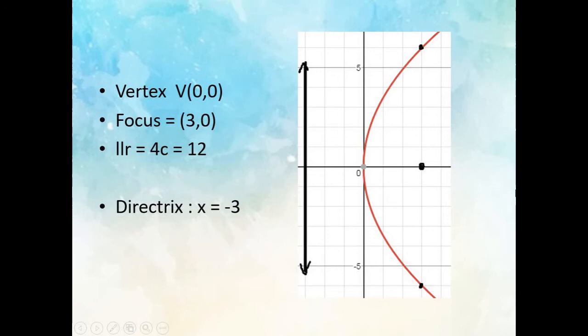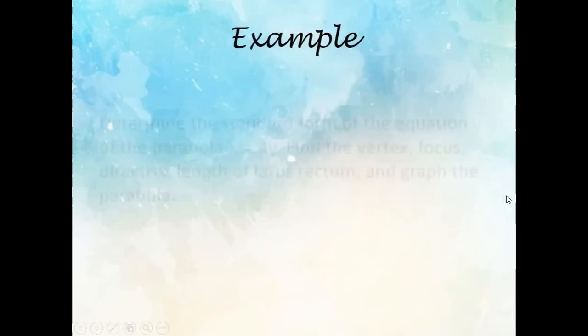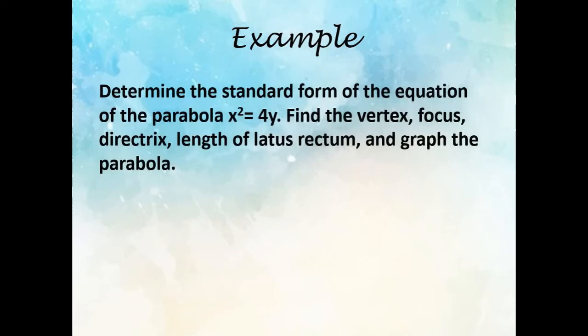Next example. Determine the standard form of the equation of the parabola x² = 4y. Find the vertex, focus, directrix, length of latus rectum, and graph the parabola. So as you have noticed, the vertex here is at the origin. So the vertex is at (0, 0). So x² = 4y. So c is equal to 4 over 4, which is equal to 1.